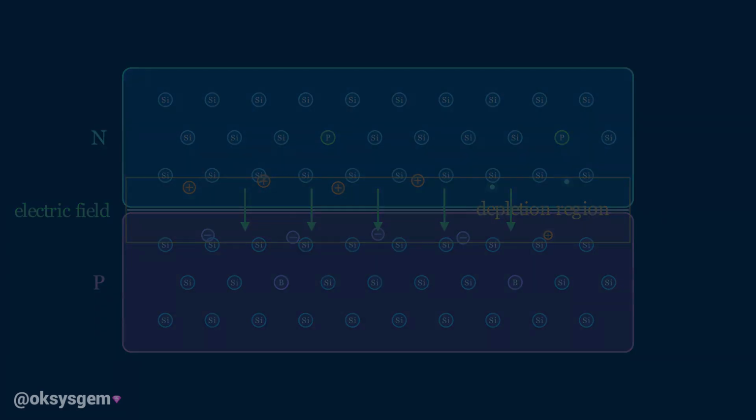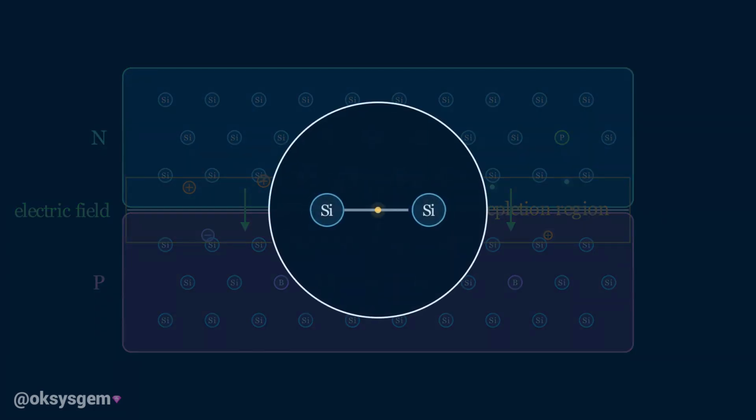Now sunlight enters the process. When a photon strikes the silicon, it may transfer its energy to one of the electrons held inside the crystal structure. If the photon carries enough energy, the electron can break free from its bond. The freed electron leaves behind a hole. This creates what is called an electron-hole pair.